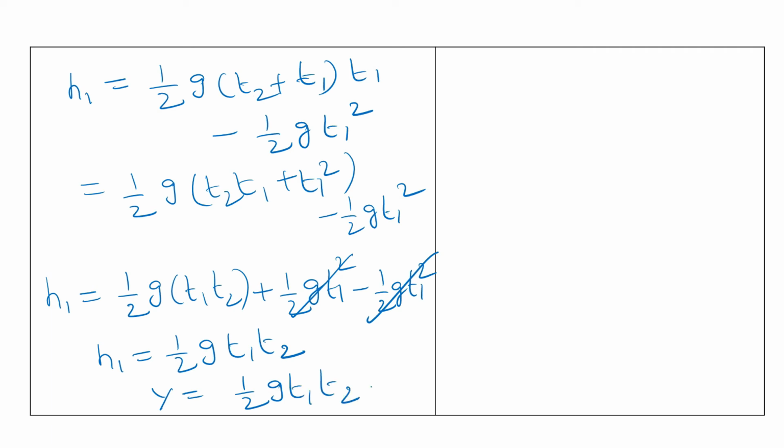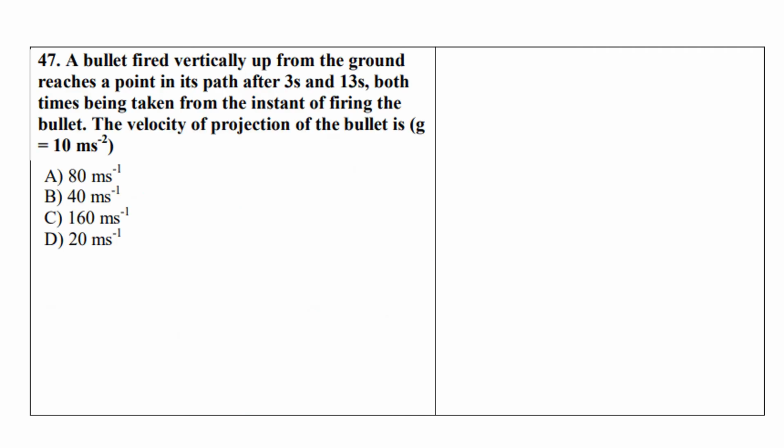Okay, next we will go to the next question. A bullet fired vertically up from the ground reaches a point in its path after 3 seconds and 13 seconds, both times being taken from the instant of firing the bullet. The velocity of projection of the bullet is. Here the given g is equal to 10 meters per second squared. Let us go to the solution.